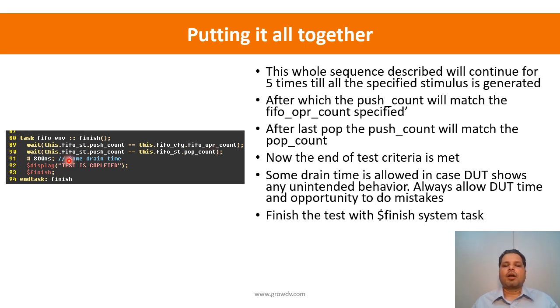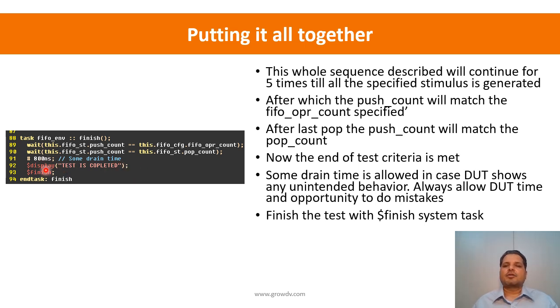And after that you allow a drain time, so that if there is any residue in the design due to the stimulus that we have generated, which was unintended, it gets the time to show up, right? And if that shows up, the test bench components will have a chance to flag that as an error. After the drain time, we are ideally expected to check the error count. That part I have not shown here, to minimize the total amount of content that is shown.